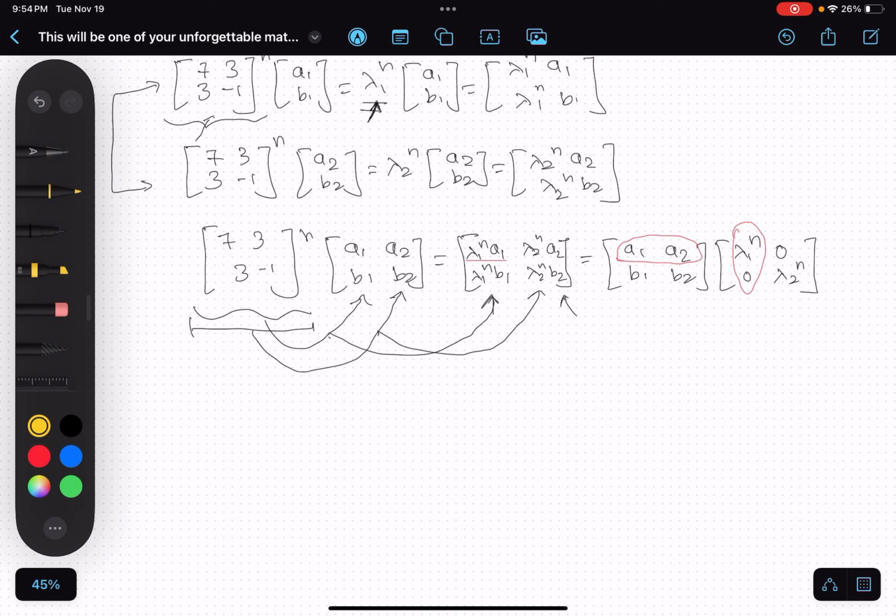Now after that, okay, let me just erase this. When this first row multiplies with the second column, this will just be a2 lambda 2 to the power n, which is exactly what it is here, right? And now again, if the second row multiplies with the first column, this will be b1 lambda 1 to the power n, which is over here, right? And if you multiply the second row with the second column, this will be b2 lambda 2 to the power n, which is over here, right? So yeah, that's valid.